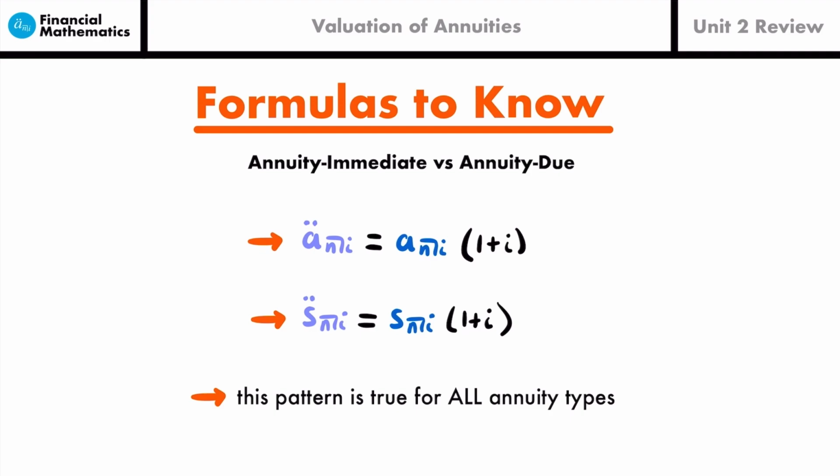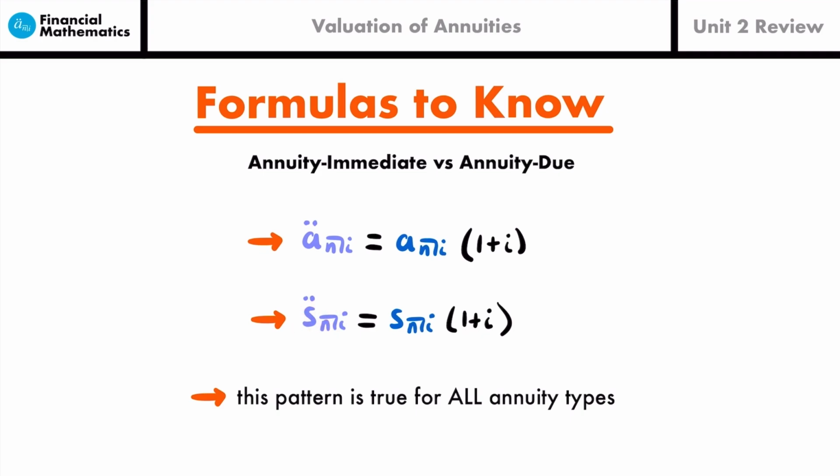However you want to view it is fine, but this relationship is true, as is the case for a future value scenario. The future value of an annuity due is equal to the future value of an annuity immediate brought forward one period. You can multiply it by 1 plus i, and that will give you the same thing as this notation or this formula.